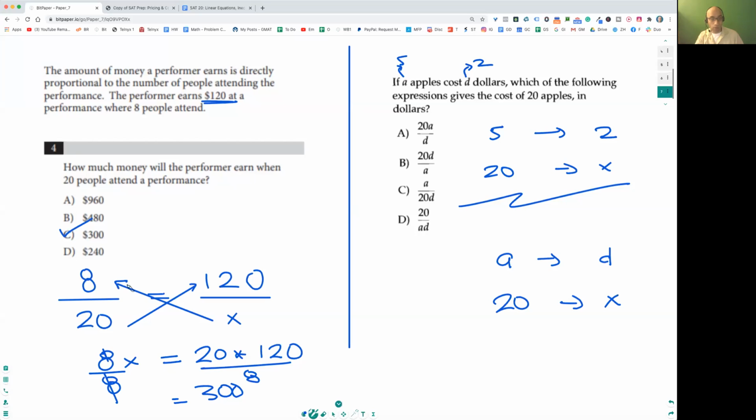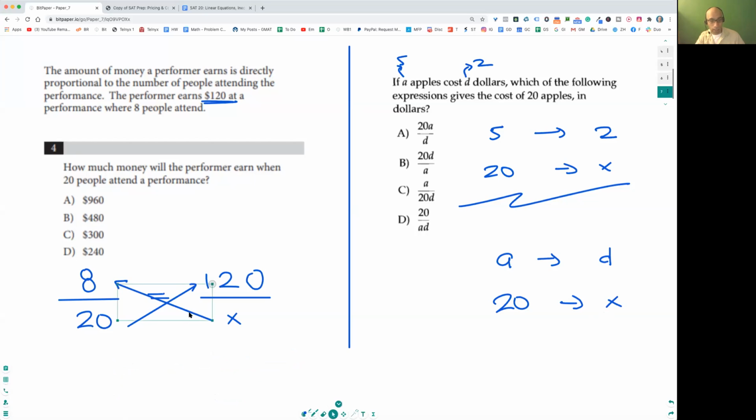Remember, what we've done here is 2 steps. The first step, guys, is, whoops, sorry about that, I messed it up over here. The first step is you are going to write down the ratio. Remember, writing down the ratio is important. So 8 and 120: 8 people attend, you get 120. And so 20 people attend, you get how much? How much is always written as x.